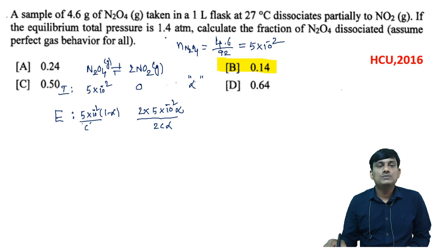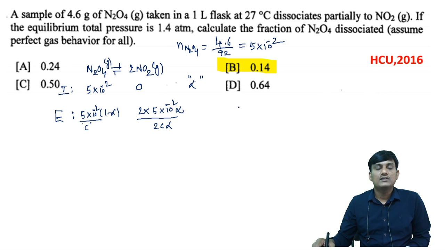And also at equilibrium, the total pressure is given. At equilibrium, what is the total pressure? 1.4 atmosphere. From this, we can calculate the number of moles. n is equal to PV by RT.